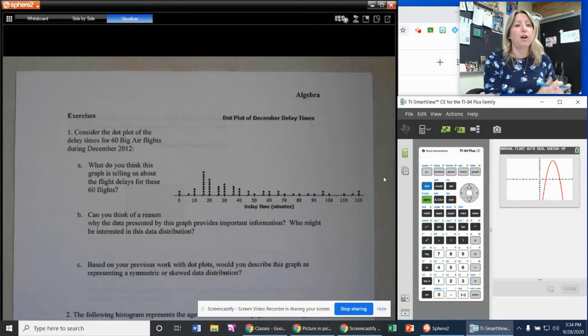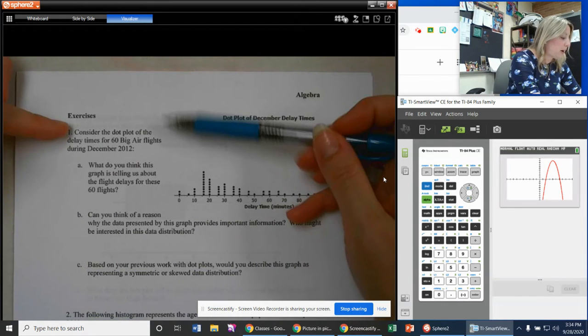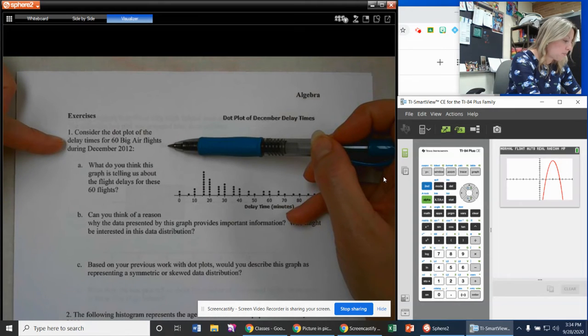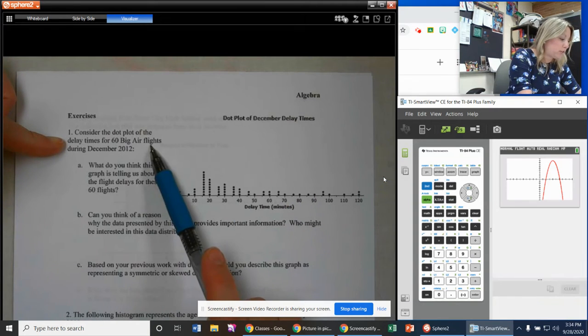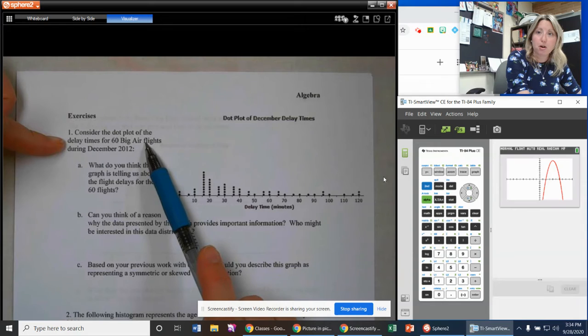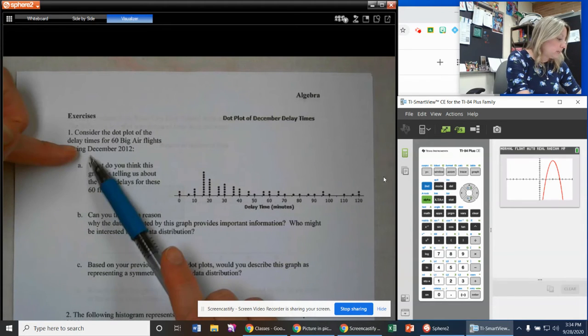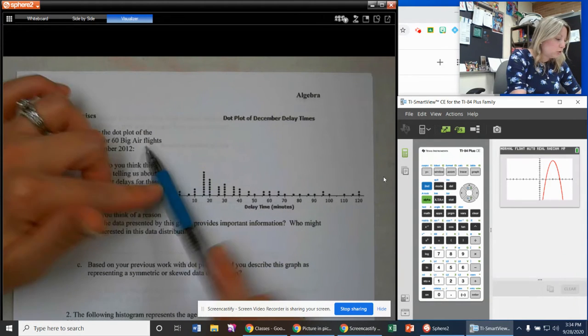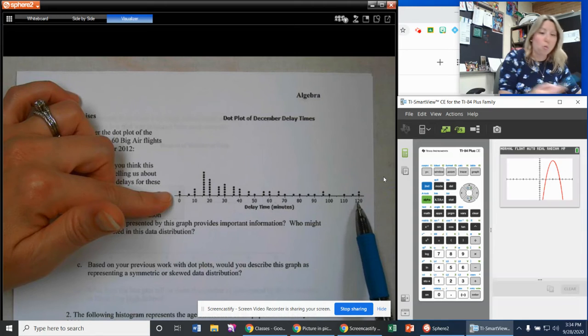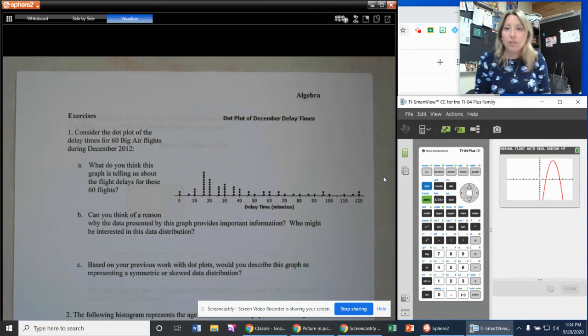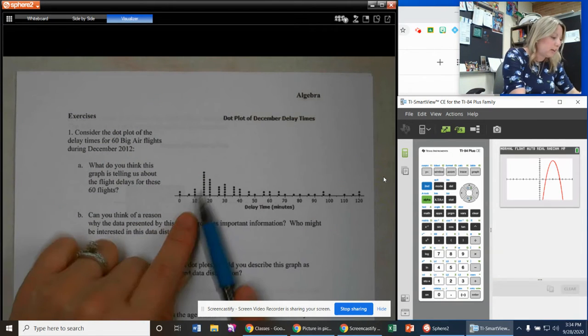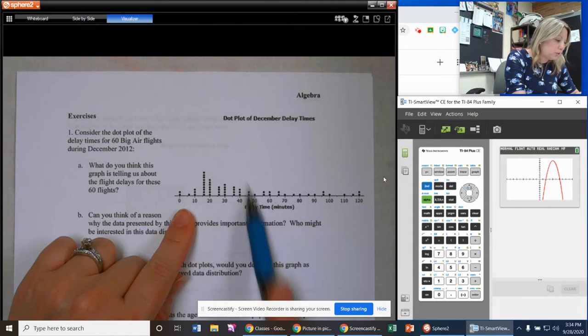What do you think this graph is telling us about the flight delays for these 60 flights? Okay. Well, we know that we've got a dot plot of the delay times for 60 Big Air flights. So Big Air is the name of the airline. This is in December of 2012. So this is what our dot plot looks like. Where are you seeing the most data visually? Well, you're seeing a lot of delays right in here. The most delays are right in here.